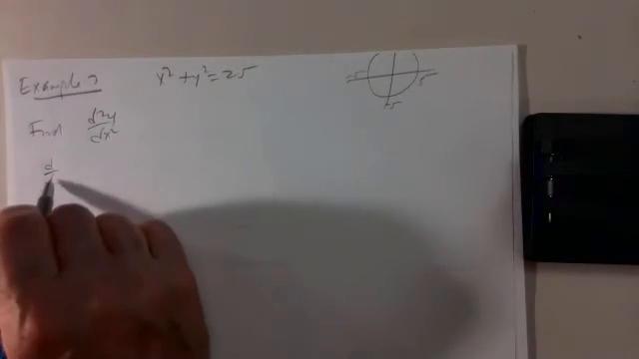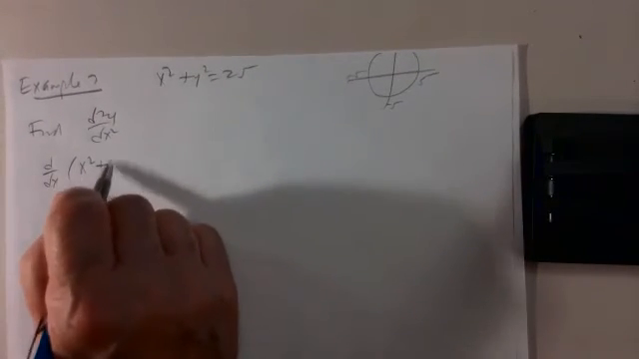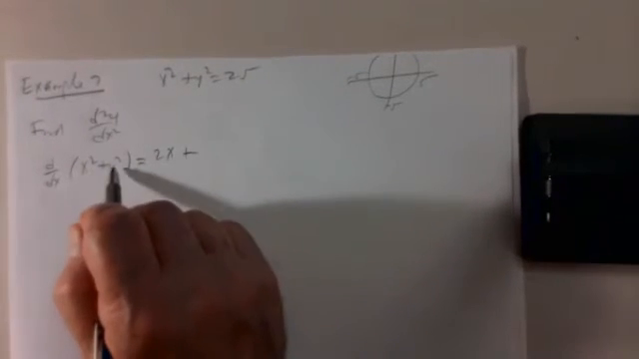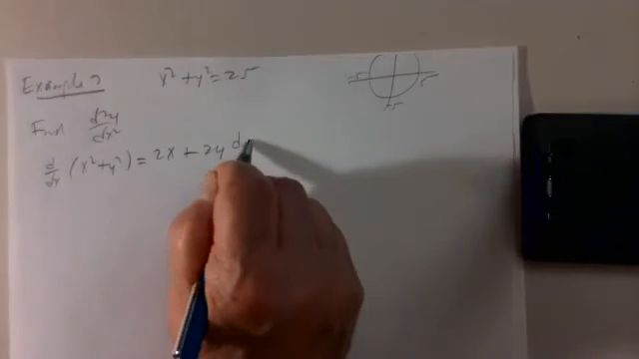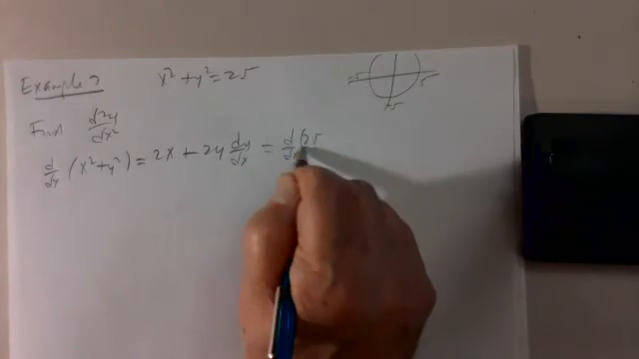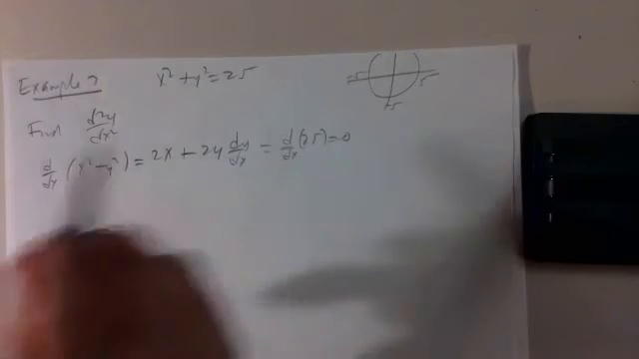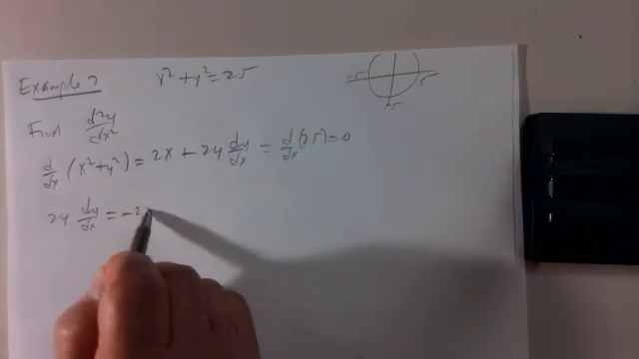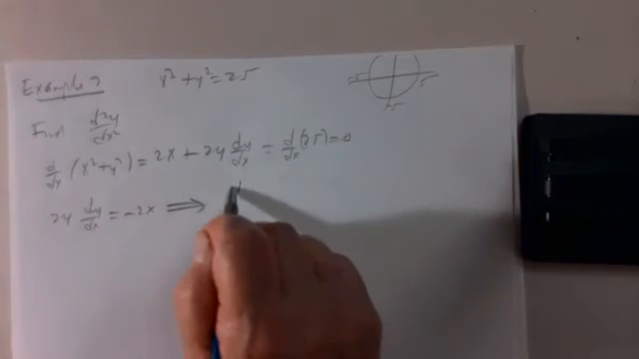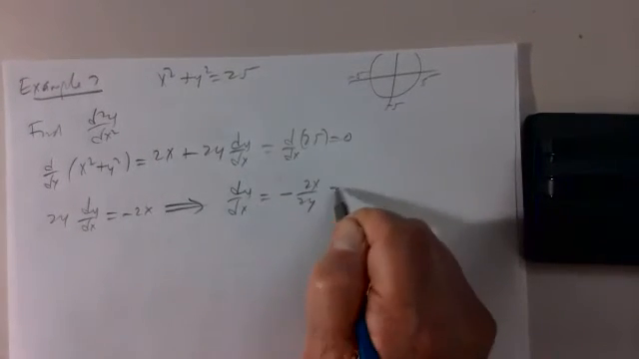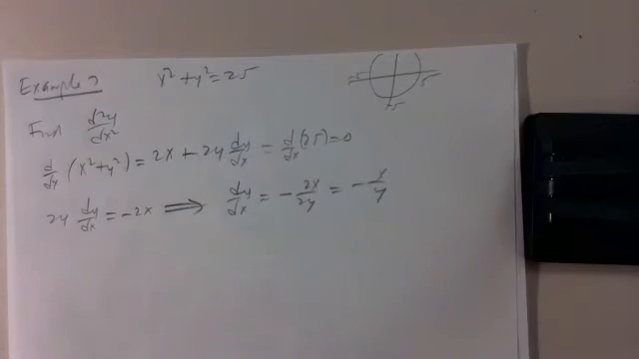So if you differentiate with respect to x, x squared plus y squared, the derivative of x squared is 2x. The derivative of y squared is 2y dy dx. And that equals the derivative of the constant function 25, which is 0. So you get 2y dy dx is minus 2x, which means dy dx is minus 2x over 2y, or minus x over y. So that's the first derivative.